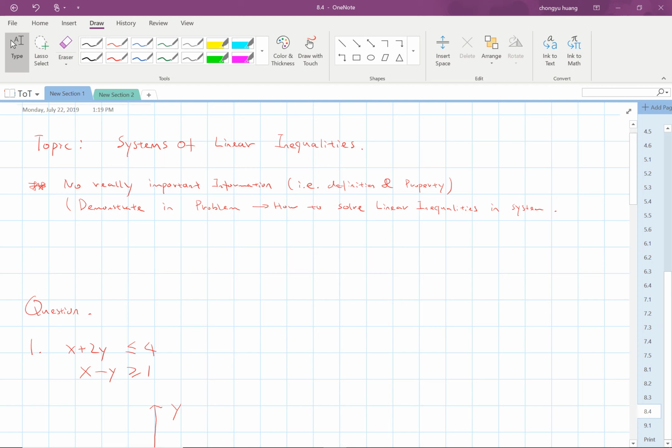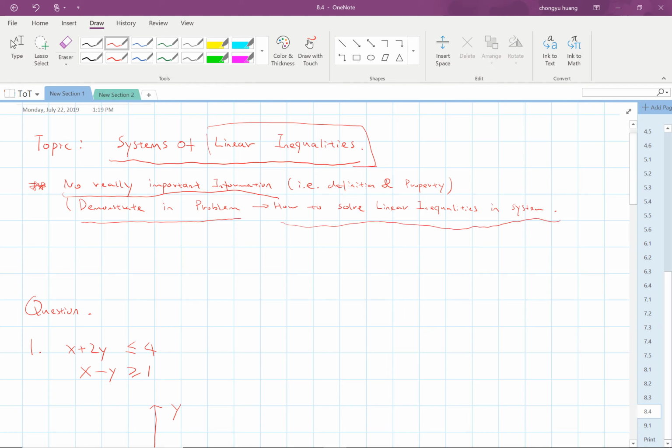Okay, hello everyone. Our topic today will be systems of linear inequalities. There's no really important definition or property in this section, so I will basically demonstrate how to solve systems of linear inequalities in the problems. I will tell you how to solve those problems in the questions.